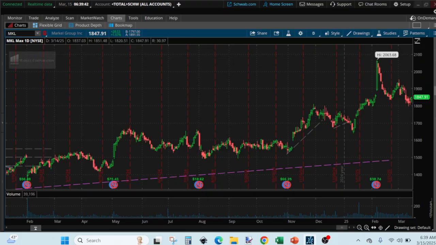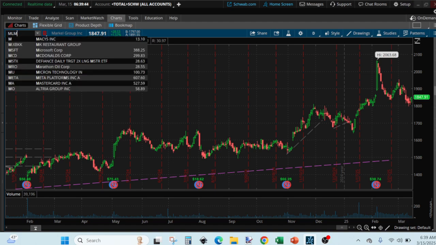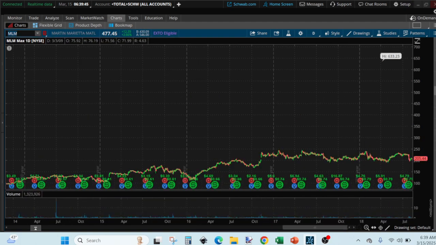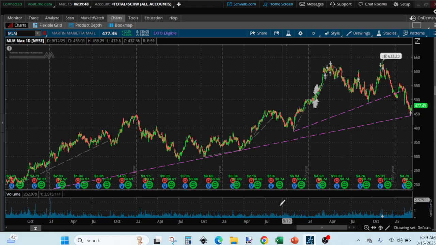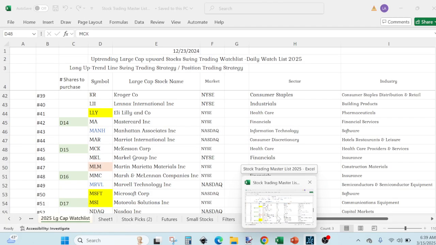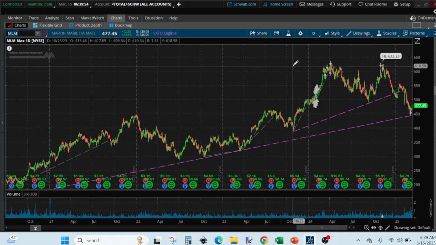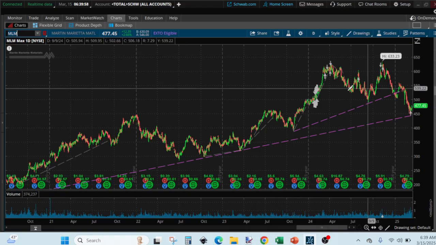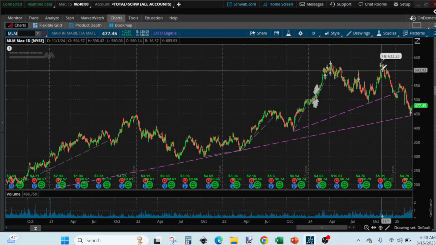MLM, we purchased it twice. That's why we highlight it on the watch list. The ones that we purchased already, they are highlighted. The ones in yellow, we purchased them in 2024. We have not sold them yet. So MLM, we purchased it there in 2024.